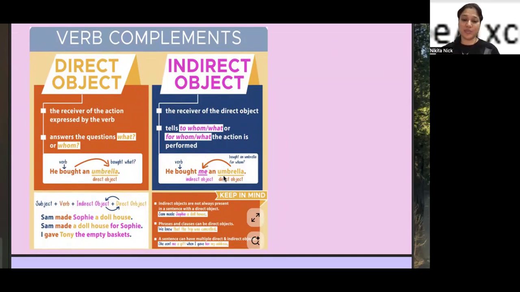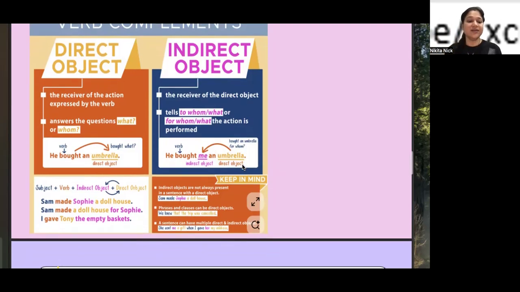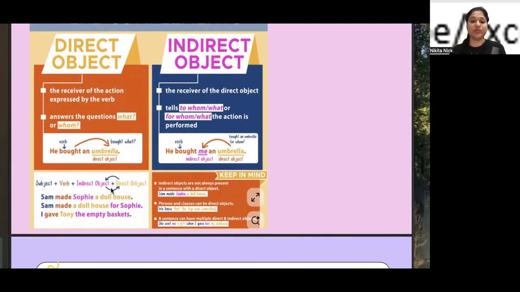He bought me an umbrella. See, the indirect object is in between the verb and the direct object. That's why, he bought me an umbrella. He bought an umbrella for whom? For me. That's why me is an indirect object, umbrella is a direct object, and bought is a verb. Subject plus verb plus indirect object plus direct object.